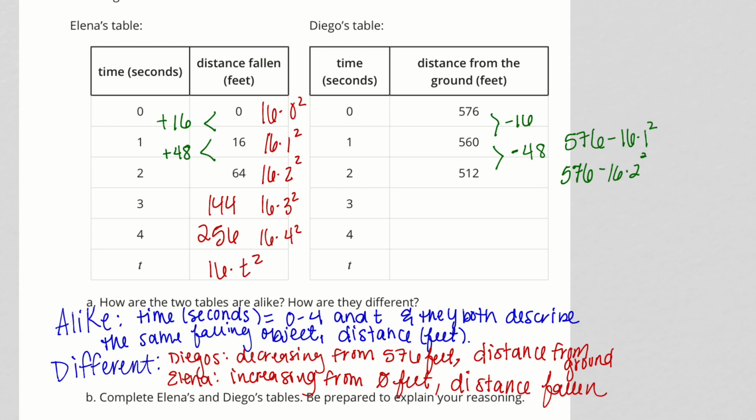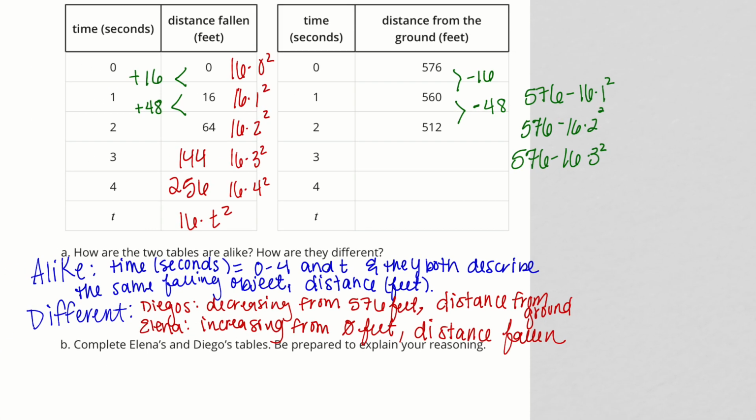So we're going to keep doing that. So 576 minus 16 times 3 squared. What's 16 times 3 squared? 144. So we'll take 576 minus 144, what is that? Don't use your calculator. You can do this. What's 6 minus 4? 2. What's 7 minus 4? 3. And what's 5 minus 1? 4. You need a calculator for that, Ellie? Okay, you're one to talk.